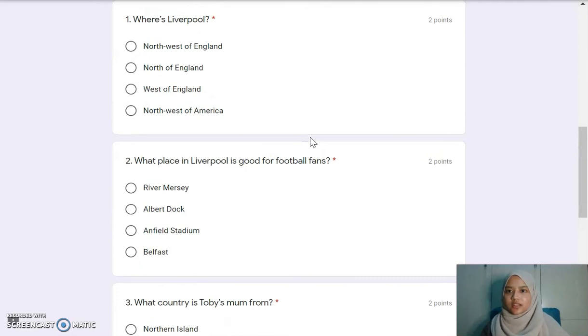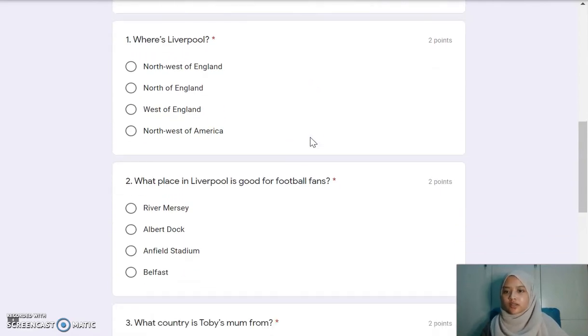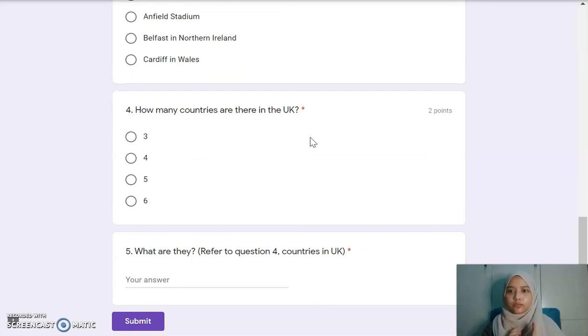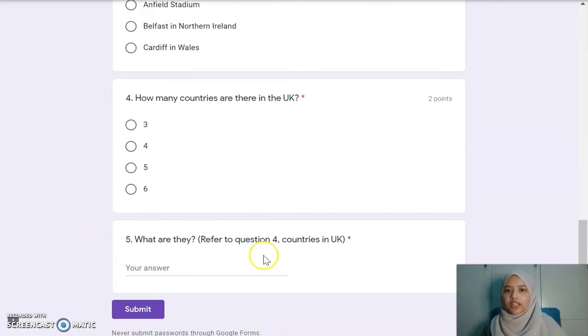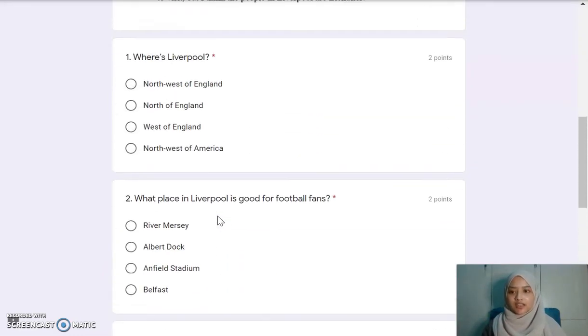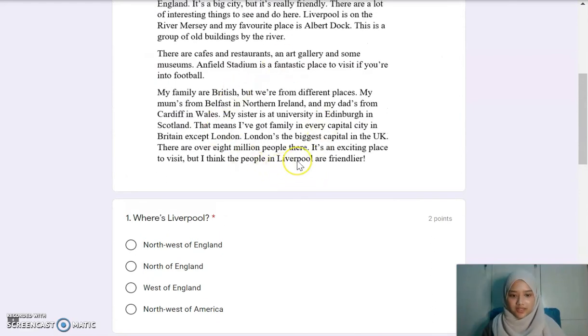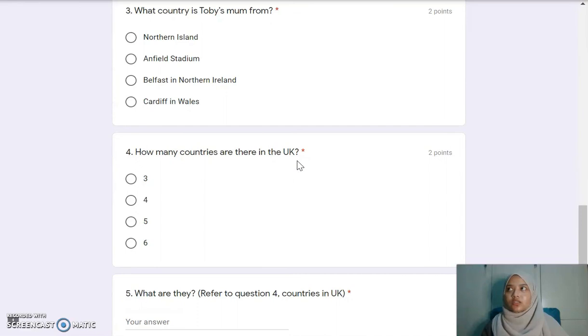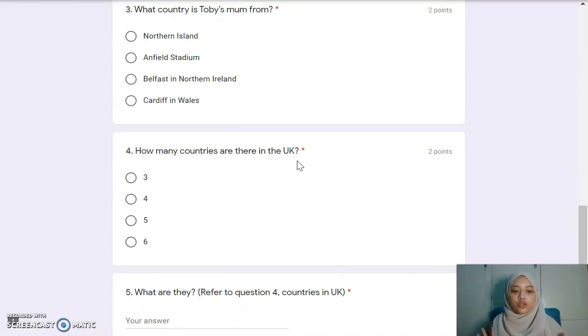So these are the questions. 1, 2, 3, 4. So 4 multiple choice questions, and this is 1 short answer question. As this will be a 30-minute lesson plan, I think 5 questions are sufficient due to the time constraint. Even though the last question is not a multiple choice question and it is a short answer question, the question is very simple and easy as the pupils can find the answer from the passage. So it should not be time consuming. So that's all from us. Thank you.